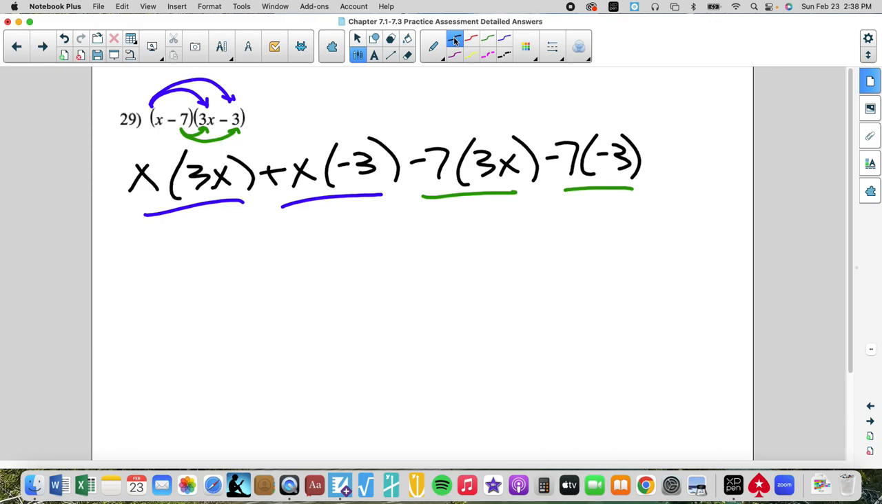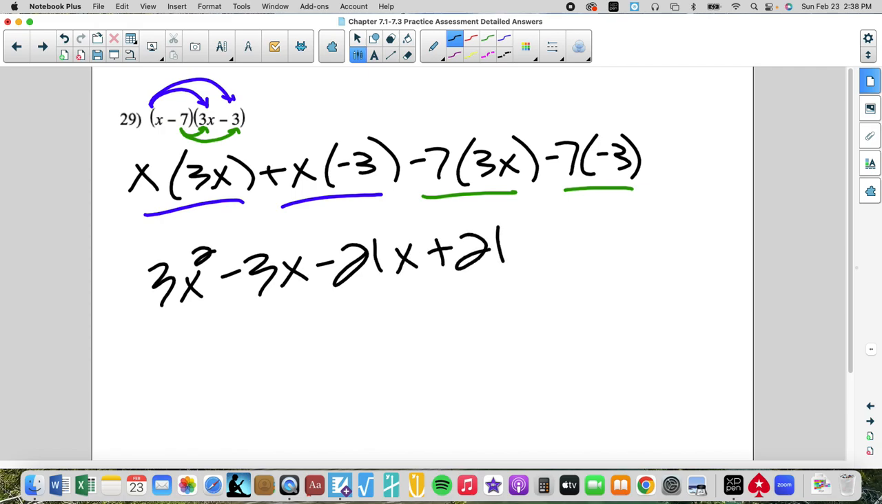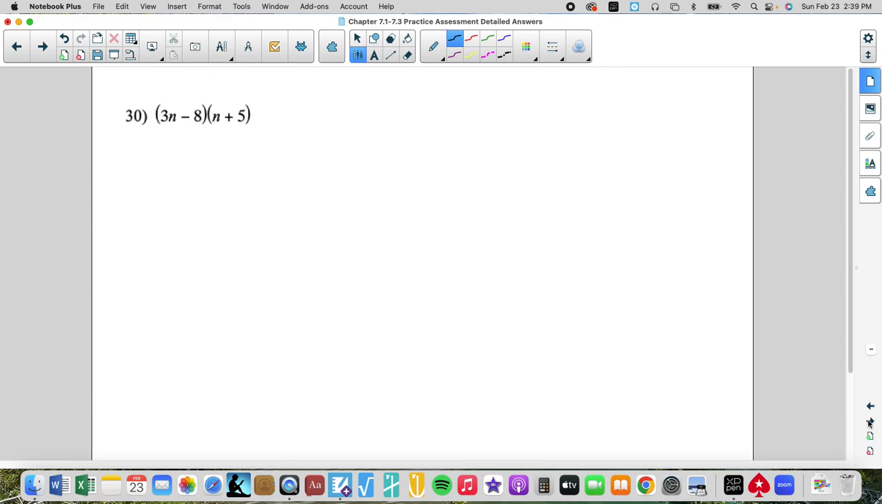X times 3x, 3x squared. X times negative 3, negative 3x. Negative 7 times 3x, negative 21x. Negative 7 times negative 3 is positive 21. 3x squared minus 24x plus 21. You want to be accurate? Take your time, show the work, do the steps, write legible, write your work in an organized fashion.